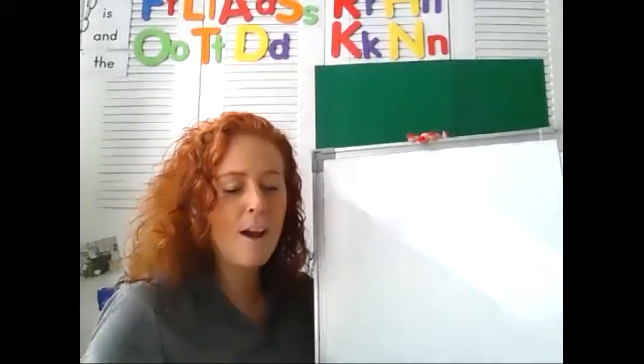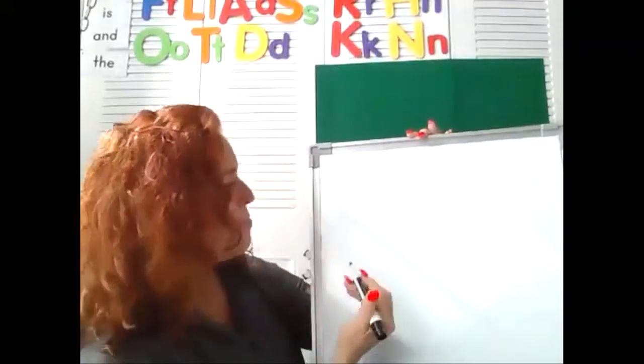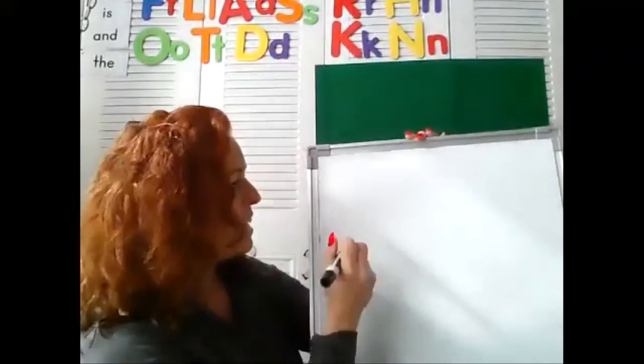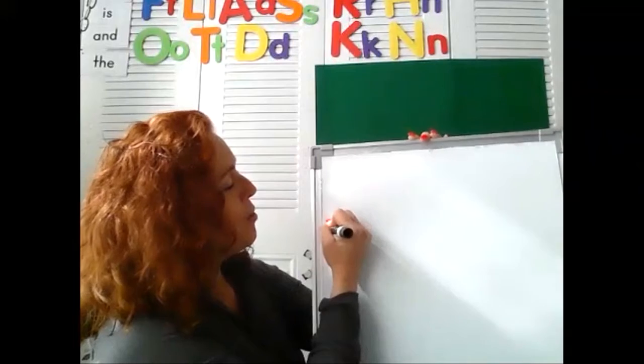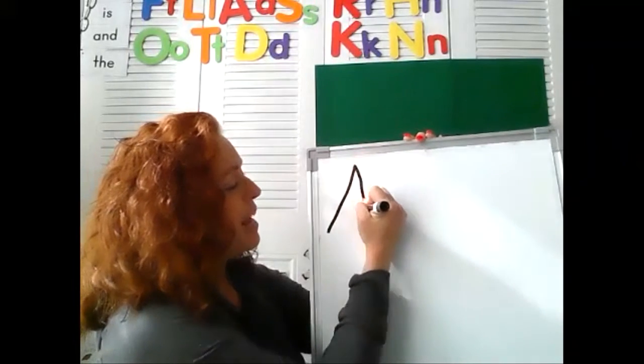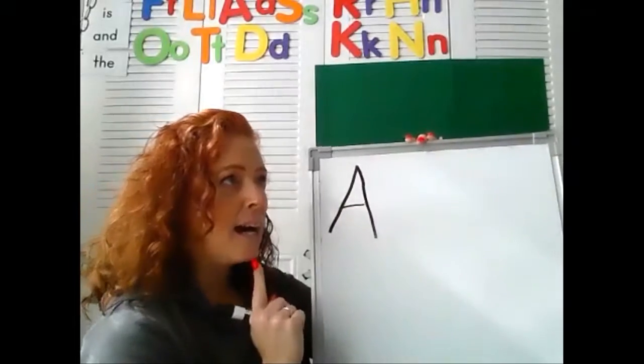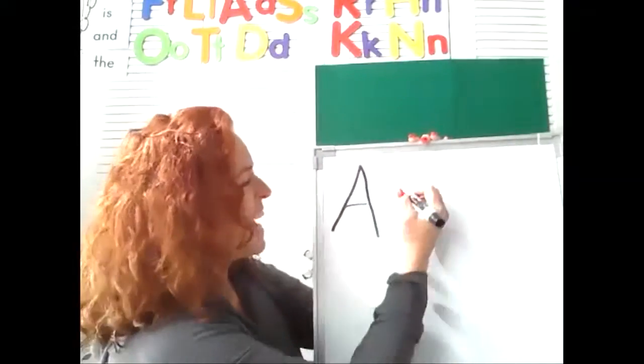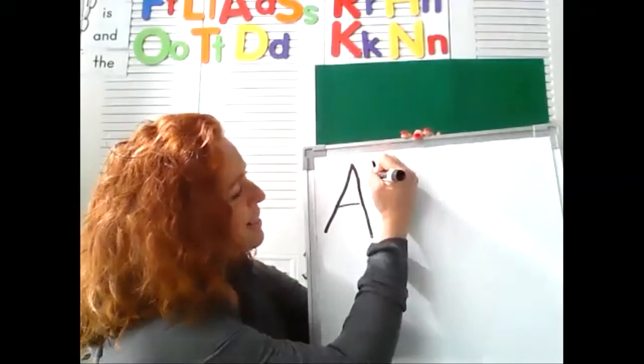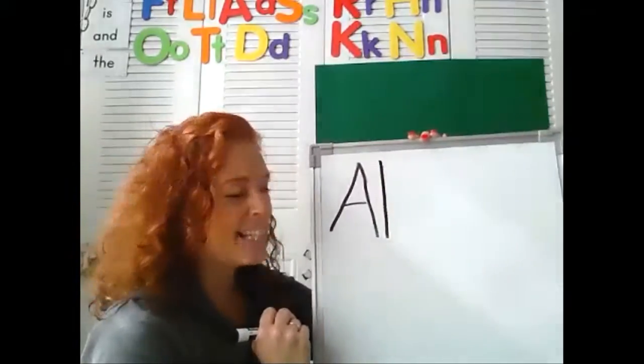Okay, let's write our friend Allison's name. Allison begins with an A. So let's write that A. We go up, down, and then a line in the middle. There's that L again. We can make a straight line like that.